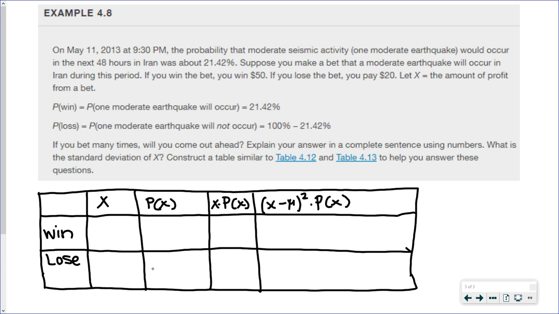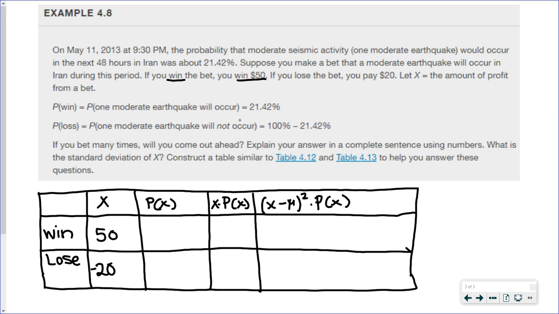So for win, let's read the question now. Suppose you make a bet that a moderate earthquake will occur in Iran during this period. If you win the bet, you win $50. So win is a gain of $50. If you lose the bet, you pay $20. So lose means we're going to lose $20, negative 20.